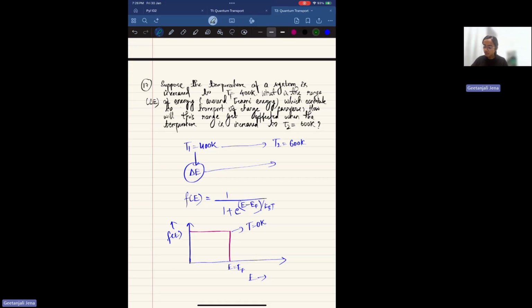Now, when we increase the temperature, what will happen? All the states that are closer to the Fermi level will start moving to the next higher energy level. And as we increase the temperature further, more and more electrons will try to occupy the higher energy states. Let's say this is T1. This is T2. And T1 is less than T2.